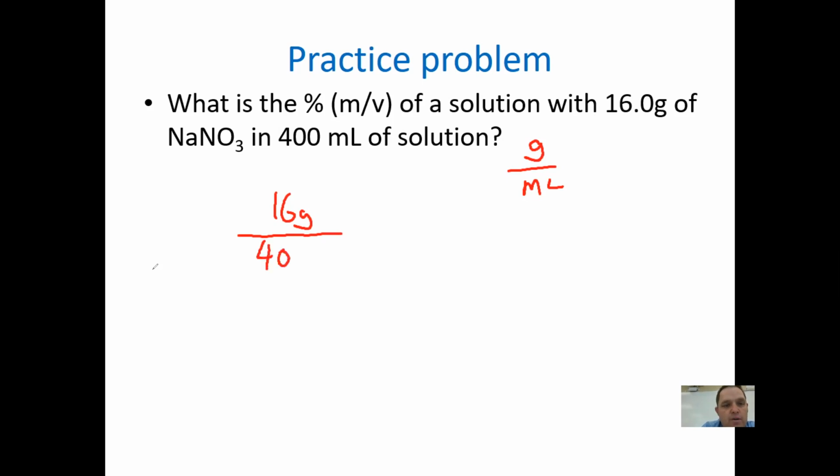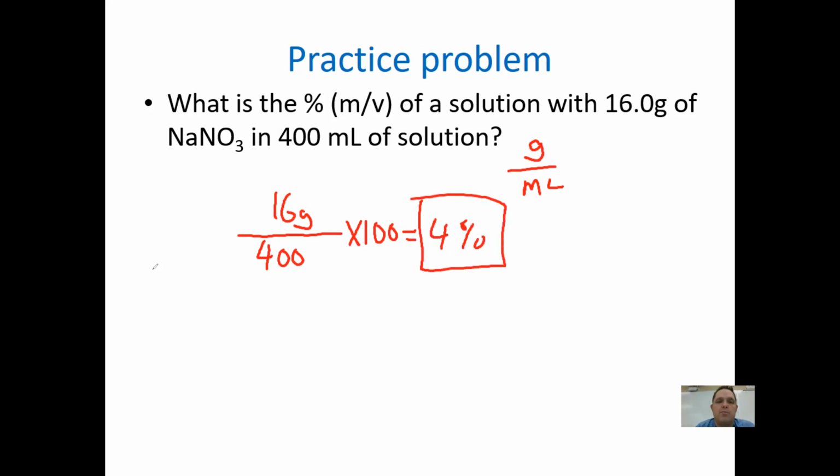So this would be 400 times 100. That's the percent part. And when we do that calculation, I'll double check. I think I got 4%. And I do. I get 4% solution.